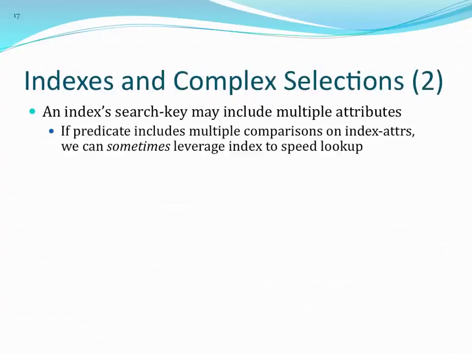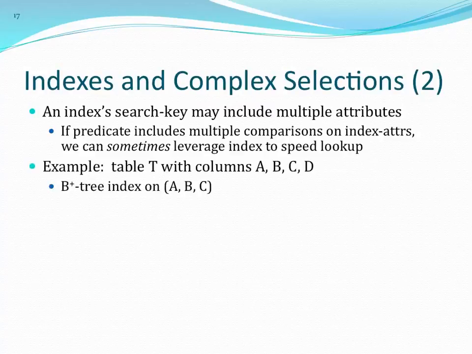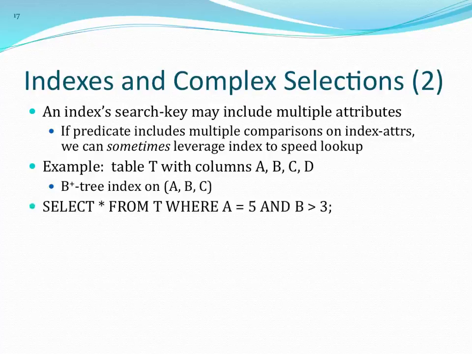Let me see what I'm saying here. Yeah, so this is basically, I have multiple columns in my index, which we've seen some examples of this. But let's say that I have multiple comparisons in my predicate. And I'm thinking about, well, when can I take advantage of all of my comparisons in the predicate? And when am I constrained so that I can't actually use all the things in my predicate with the index? So I have table T with columns A through D, B plus tree index on A through C, and I have something like this.